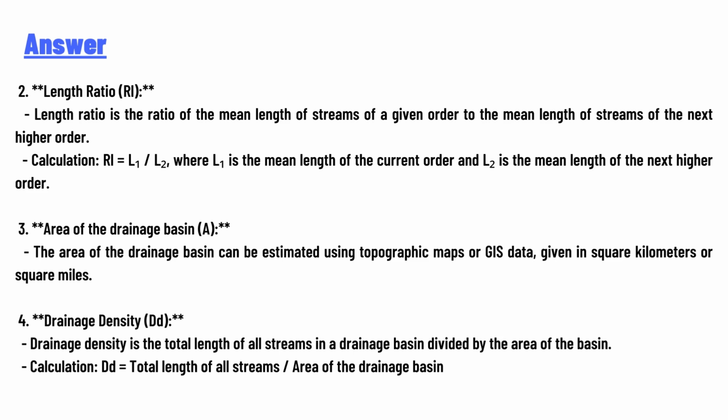The area of the drainage basin can be estimated using topographic maps or GIS data, given in square kilometers or square miles. Fourth, drainage density is the total length of all streams in a drainage basin divided by the area of the basin. Calculation: D equal to total length of all streams over area of the drainage basin.